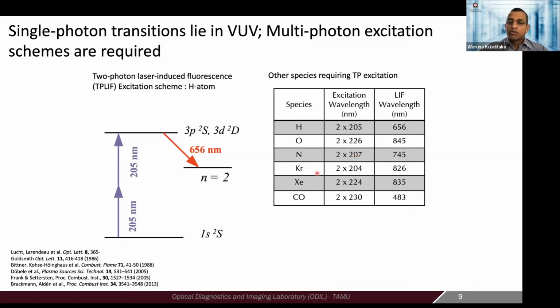And then sometimes you can use some of these other species which are inert gases, which may not sound too exciting for reactions, but they do sometimes, because you can use them as seeders or tracer molecules, looking at the velocities and the flow field mixing of reacting flows. And then you can extend the same type of two-photon excitation to some molecules like CO.